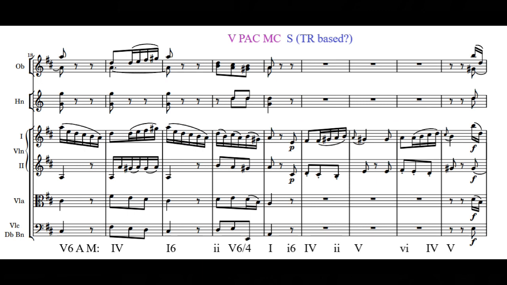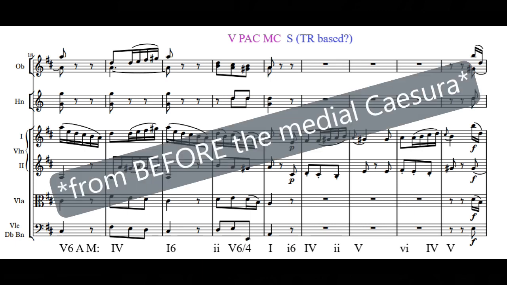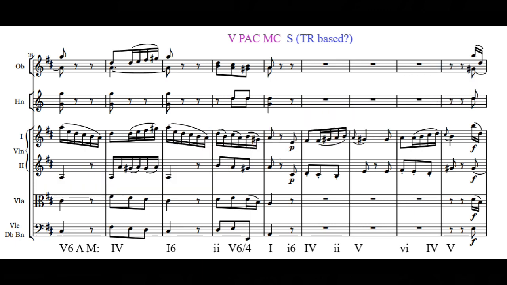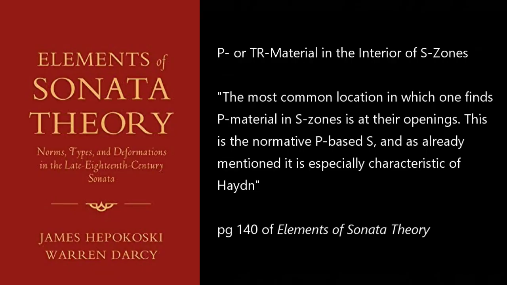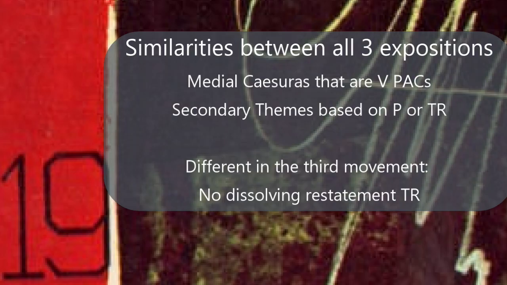Each of our previous secondary themes were based on material from the medial caesura. Although the first and second movement had P-based secondary themes, Hepokoski and Darcy point out that P or TR material is often found at the launch of S. And just to emphasize, remember, the P-based S is a first-level default for Haydn's own sonata strategies. So, in the exposition, we have a continuation of the 5 PAC medial caesura and our secondary theme based on P, or in this case, TR material. What is different is that the transition is not a dissolving restatement of P.